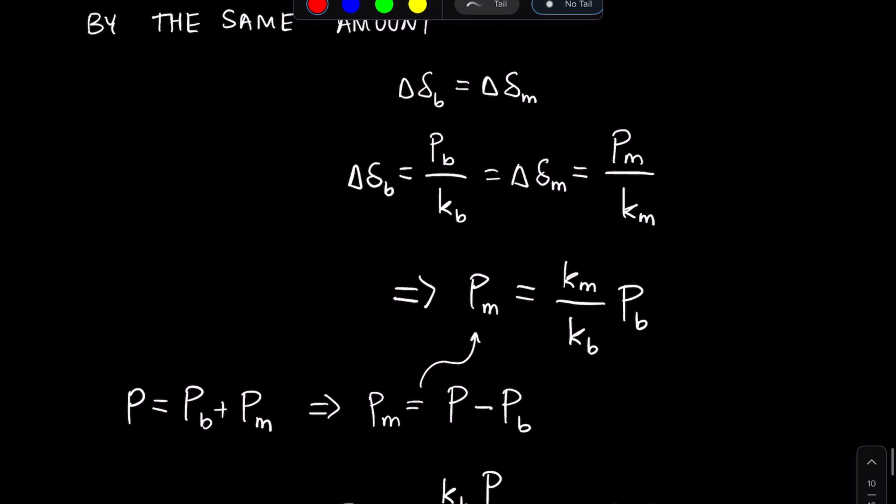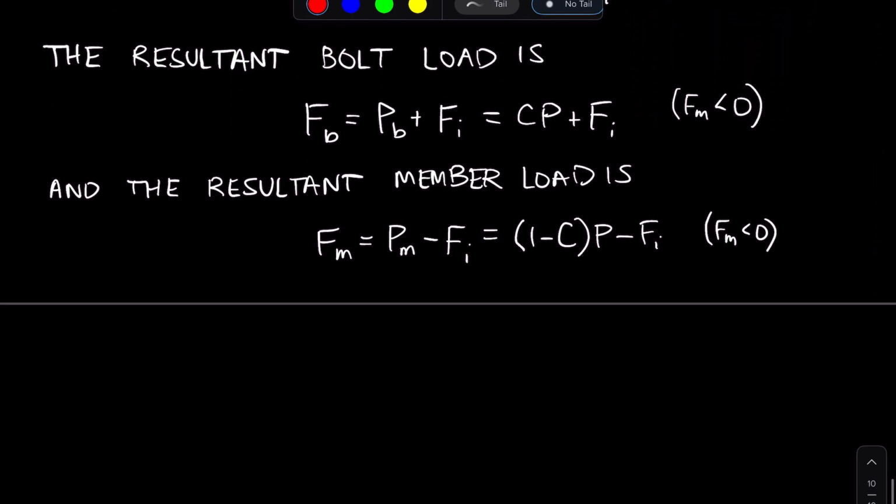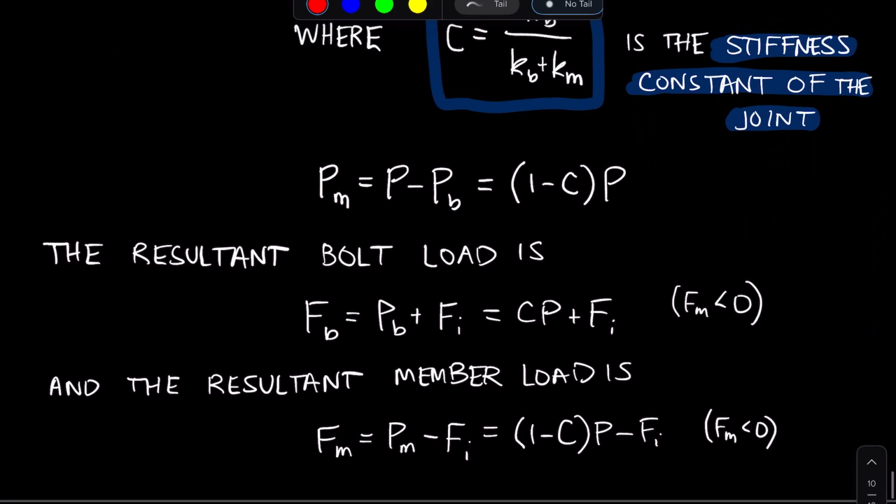So all of this work that we've done only works when our members are still in contact. And that is why it is so important to ensure that your preload is high enough to keep those members clamped together even when your external loads are applied. So, with all of that said, let's draw a joint diagram that helps us visualize these loads that are being split between the bolt and the member when external loads are applied.